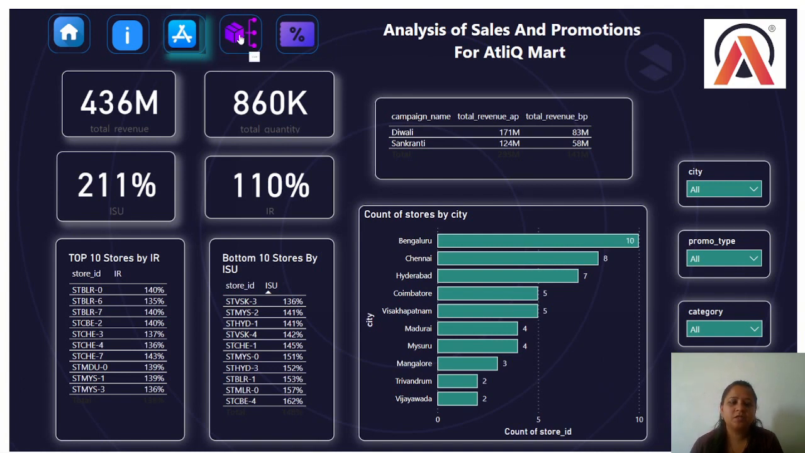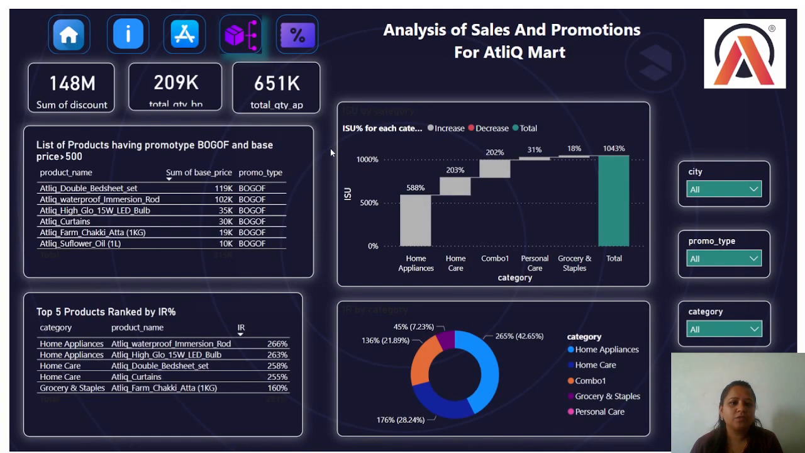The next page is product and category. These are the graphs which give you the idea regarding different products and different categories. This graph gives you the idea regarding ISU percentage for each category. I am using a pie chart here because it gives you the idea regarding different categories with respect to their percentage values, meaning incremental revenue value.